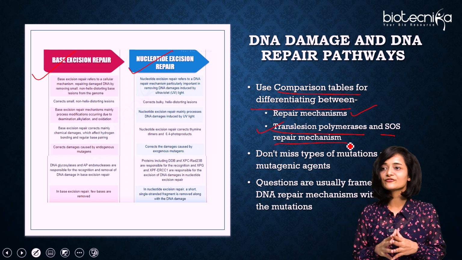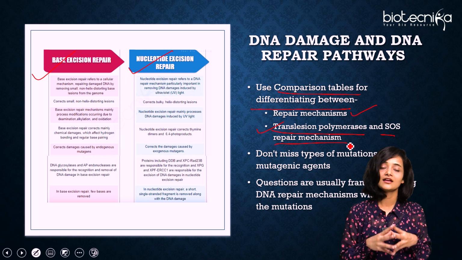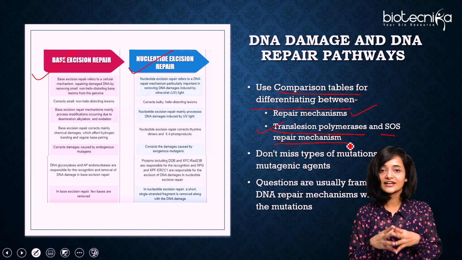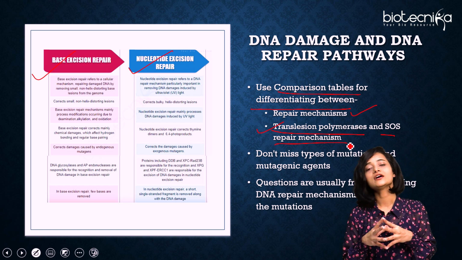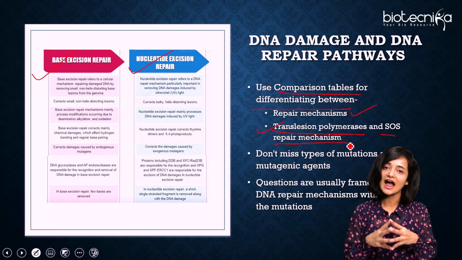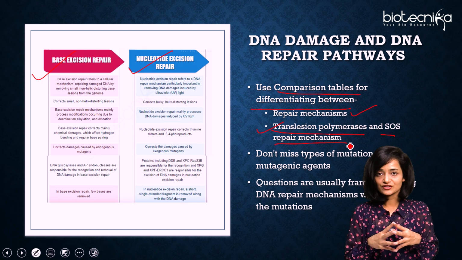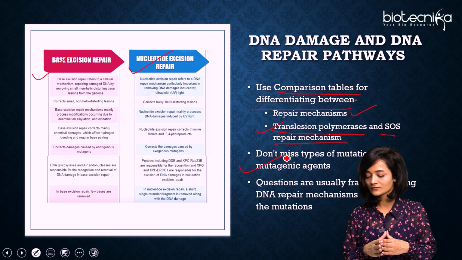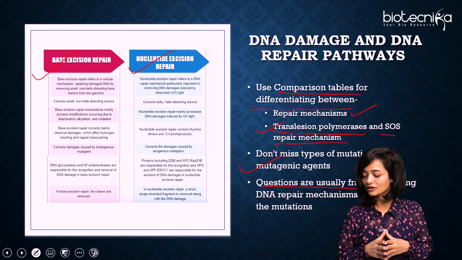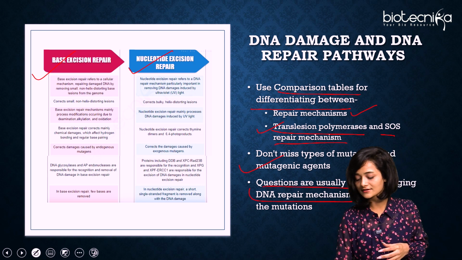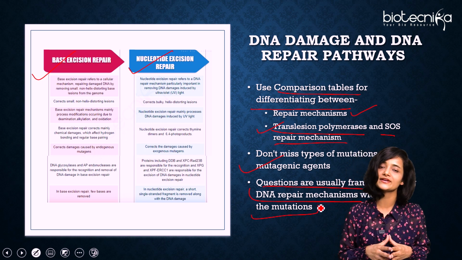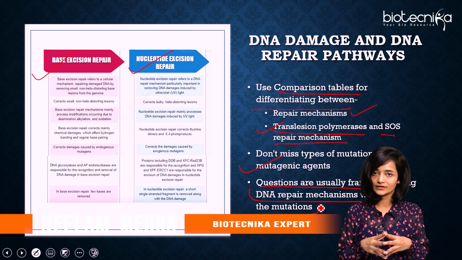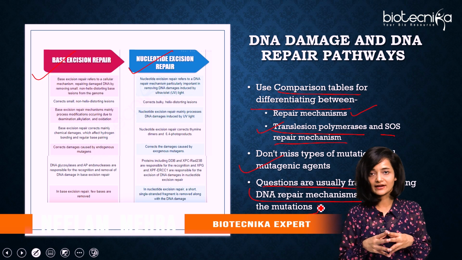Don't miss the types of mutations and mutagenic events that cause these kinds of DNA damage, what their effect is on the genetic construction, and which kind of DNA repair mechanism gets activated due to these mutations. All these things you need to connect and remember. Questions are basically being framed merging the DNA repair mechanism with the mutations. So remembering and learning both of these topics together is important from the questions perspective.